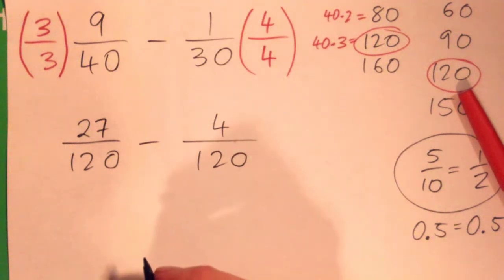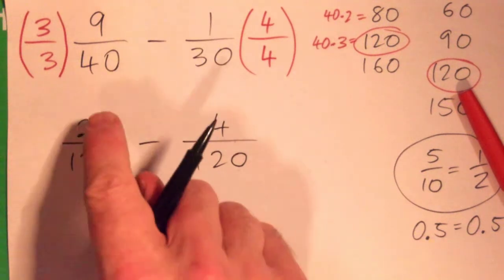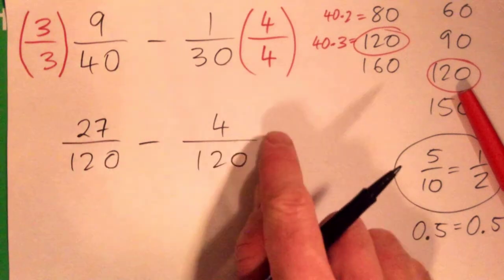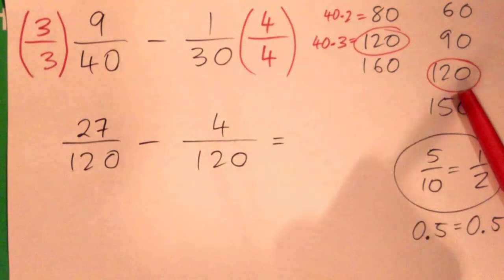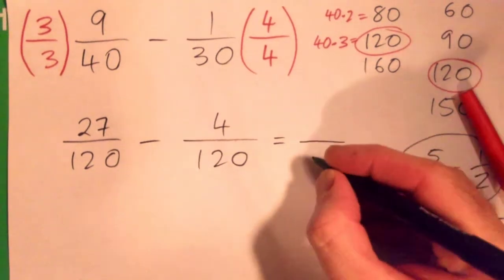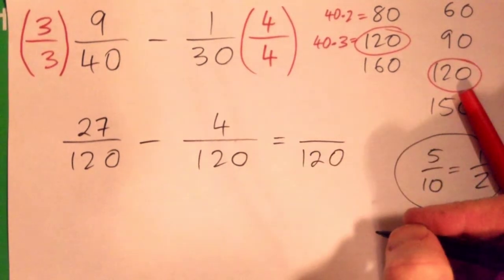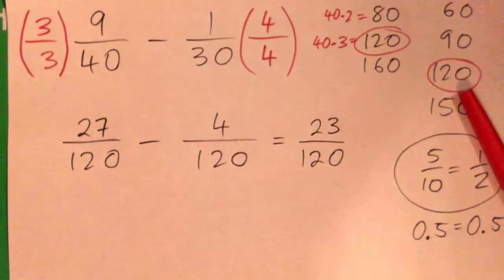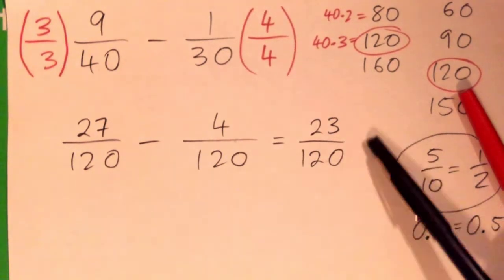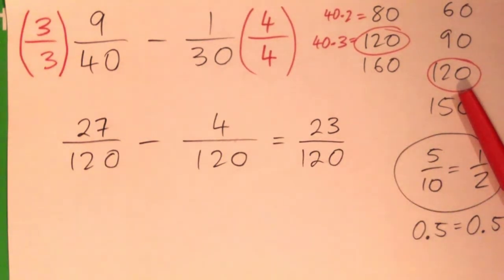So subtract now, what do we get? 27/120ths minus 4/120ths. Now, can we simplify the answer any further? Can we reduce that fraction? Nope, it does not. So that's it.